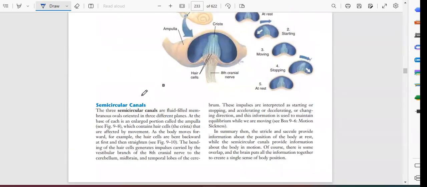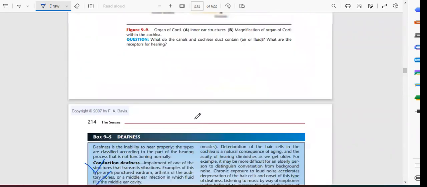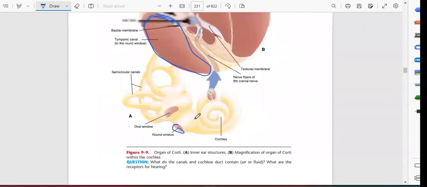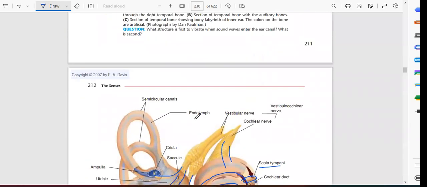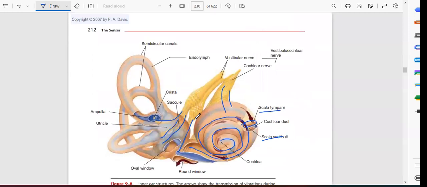Next, we have the semicircular canals. The three semicircular canals are fluid-filled membranous ovals oriented in three different planes. At the base of each is an enlarged portion called the ampulla, which contains hair cells. Again, we have the ampulla. You can see that this is the ampulla.